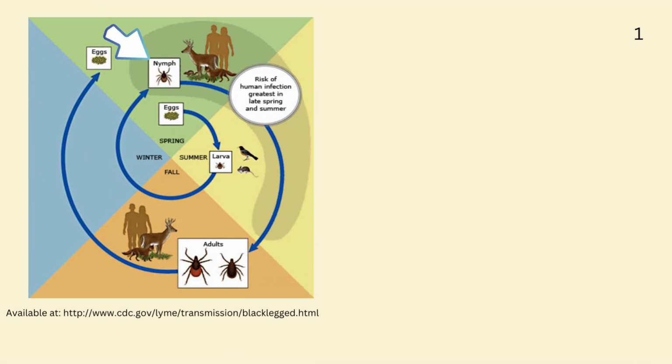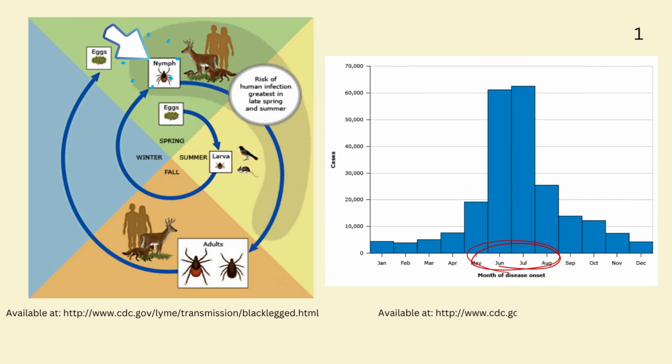Lyme disease is more easily transmitted by a nymph form of ticks rather than adult tick. This is because nymph forms are smaller in size, thus more difficult to be perceived by humans. Also, adult ticks are less likely to bite humans. The nymph forms are more active in the spring and early summer, as we can see in green in this diagram. And in fact, humans are more likely to show signs of Lyme disease in June to August. And adult ticks are more active in the fall, when fewer cases of Lyme disease are seen.